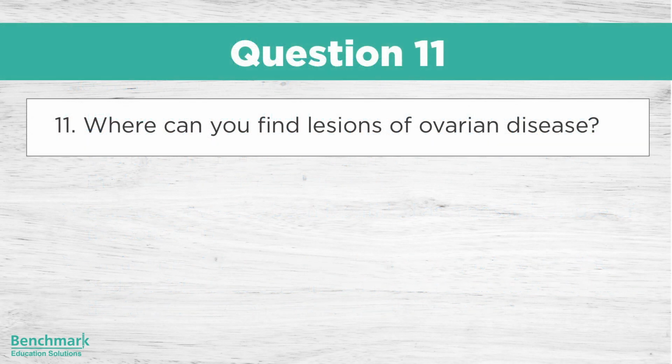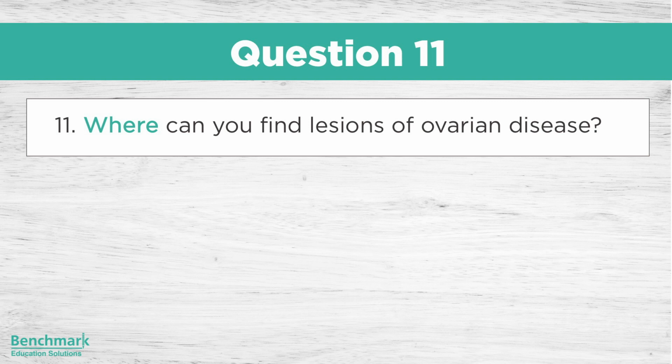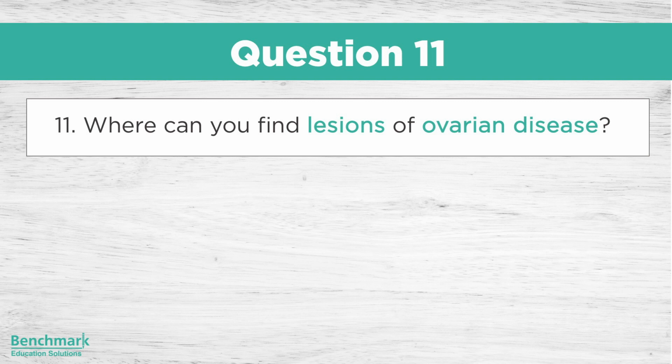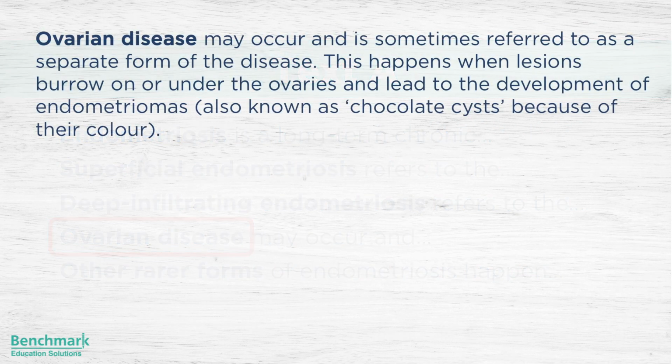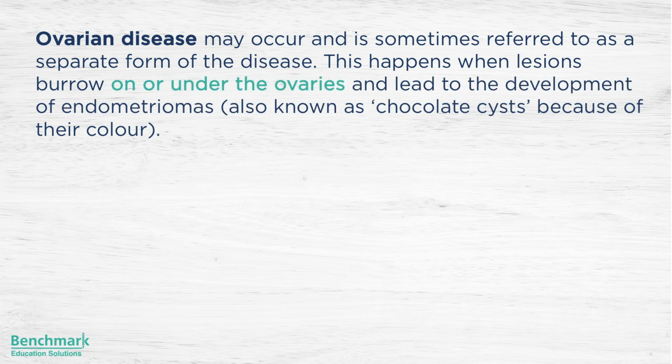Here's question 11. First, you must understand the question. It wants to know where, so your answer must be a place or a location. The keywords are lesions and ovarian disease. Ovarian disease is only mentioned in one place, and we remember that it was a bold heading, so this is a fairly simple question. Look at text A. When you read this section carefully, you'll find that the answer should be on or under the ovaries.